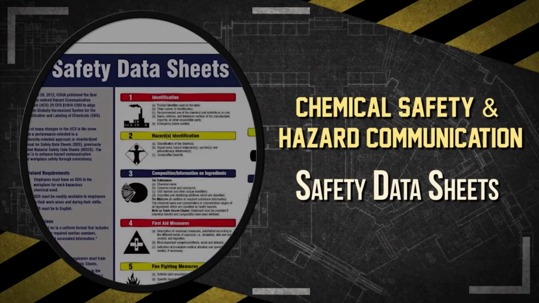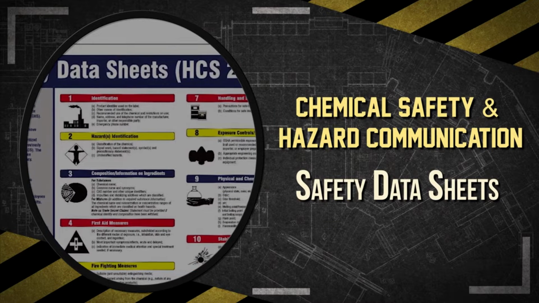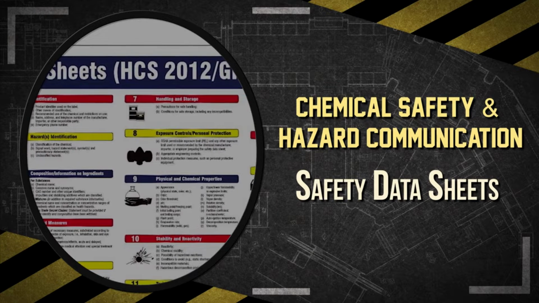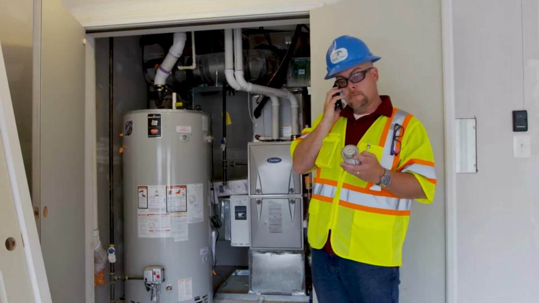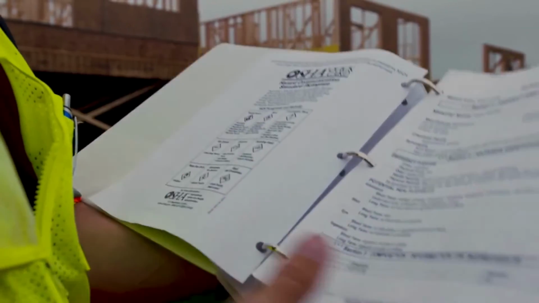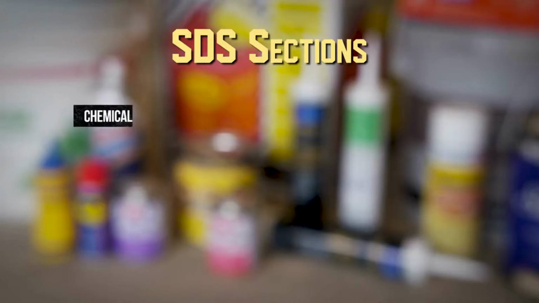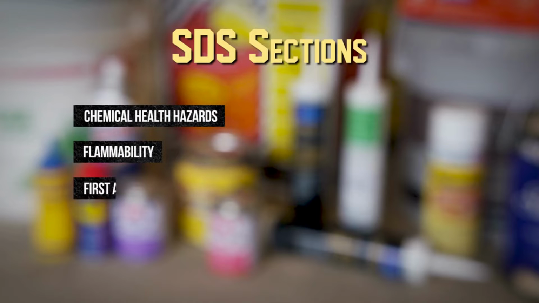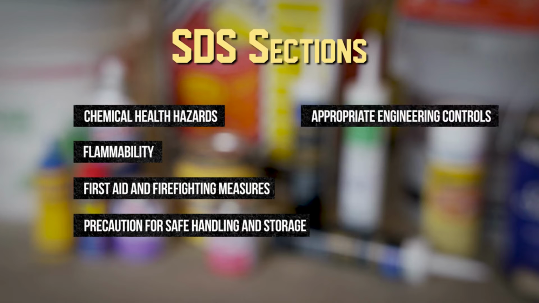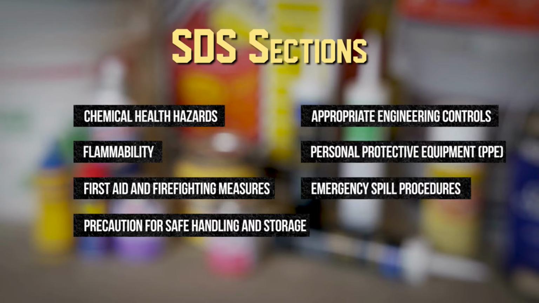SDS stands for Safety Data Sheet. Safety data sheets serve as the source of detailed information on a particular hazardous chemical. It's required that all product manufacturers and distributors provide safety data sheets to its users. If you didn't receive an SDS from your supplier, you should request one or visit their website to download it. SDSs have a uniform format and are divided into 16 sections. The SDS contains important information such as the chemical's health hazards and flammability, first aid and firefighting measures, precautions for safe handling and storage, appropriate engineering controls, personal protective equipment, or PPEs, needed, and emergency procedures for spills.